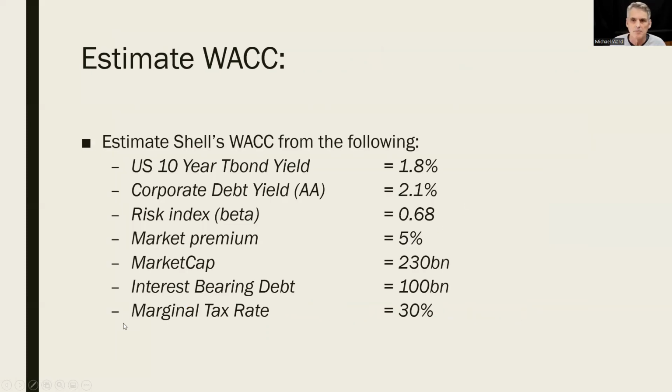So here's a little problem for you to have a go at. Estimate Shell's weighted average cost of capital given the following. We've got a risk-free rate here. We've got the cost of debt for Shell. We've got the risk index, that's the beta. And we've got a market premium of 5%. We've got the market cap of Shell. And we know how much debt they've got, so we can work out the proportion of debt and equity here. And we know what the marginal tax rate is. How hard can it be? Good luck. Have a go.